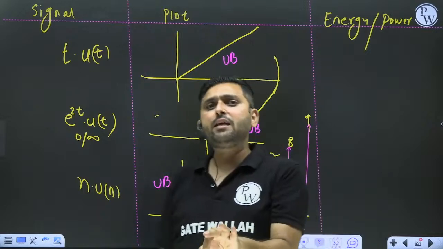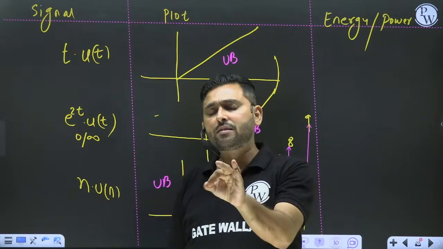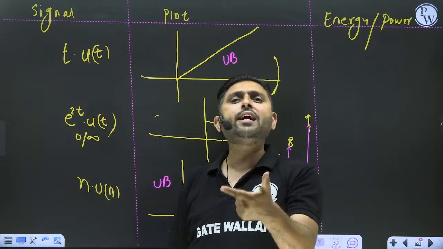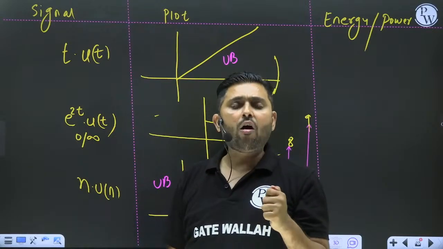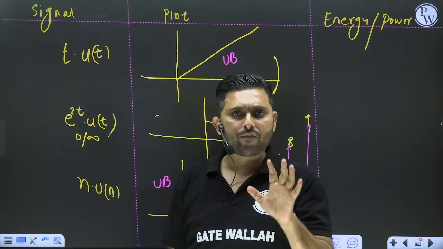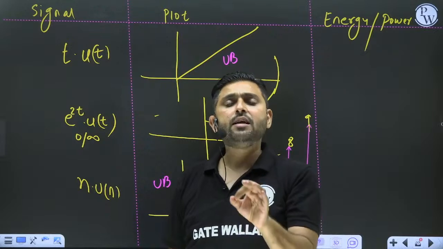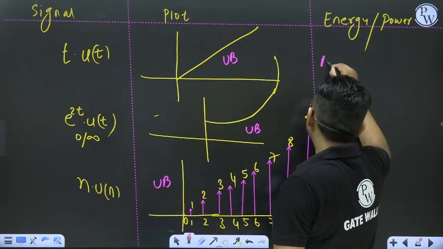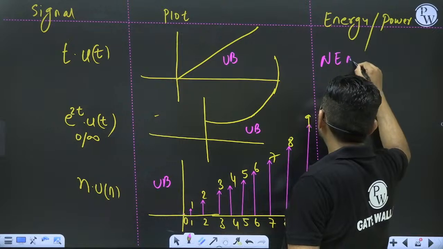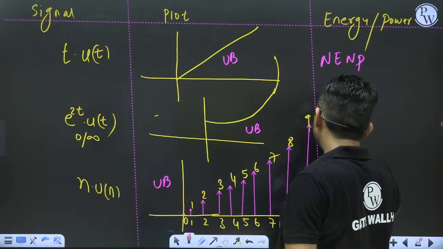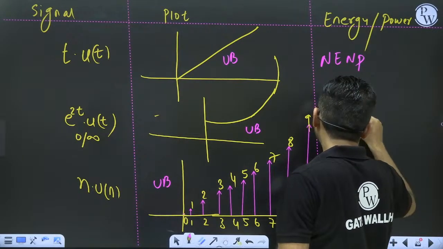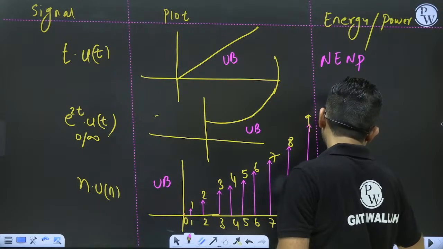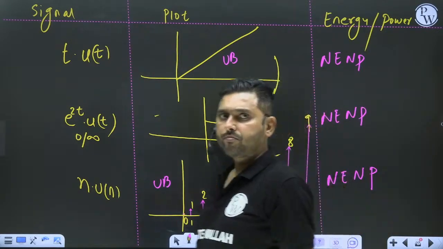So let me state this conclusion: all the unbounded, infinite area functions are neither energy nor power. It is neither energy nor power.